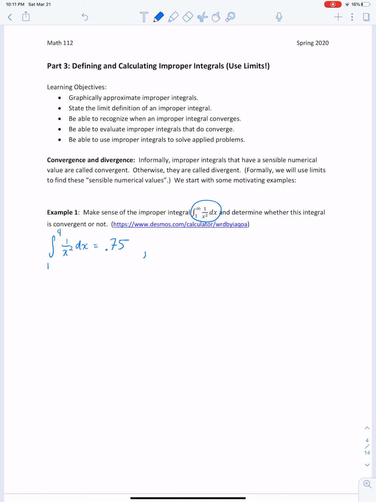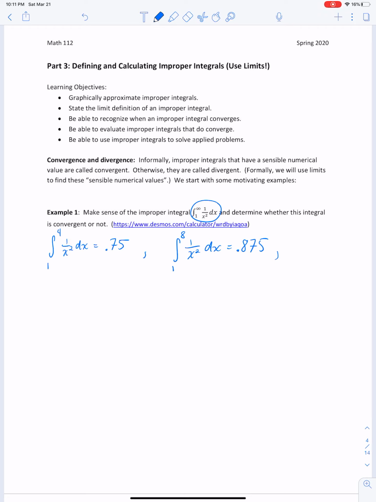And we ran the integral from 1 to 8, and that was 0.875. And so we can see that these numbers are increasing. The question is, as we make those numbers larger and larger, are they approaching some area that we could say is the area from 1 to infinity?